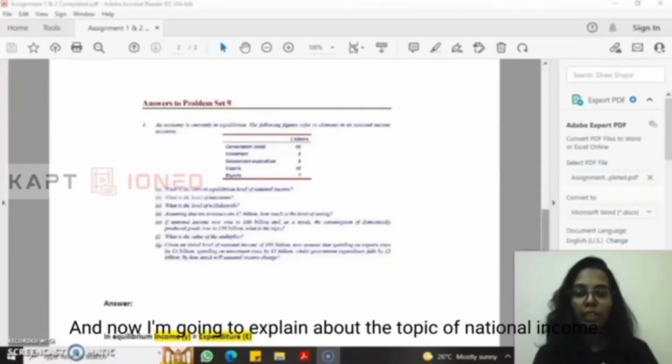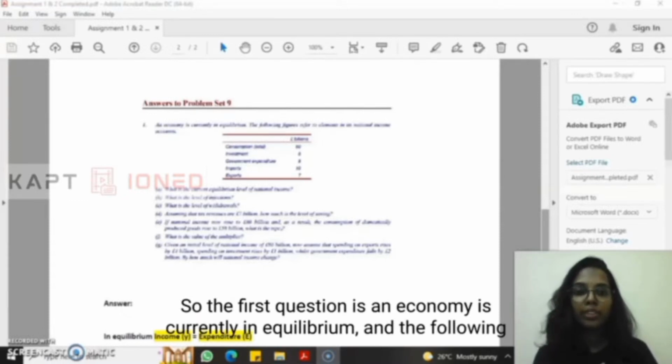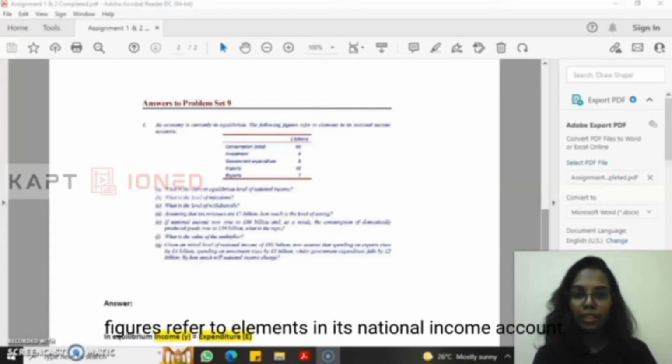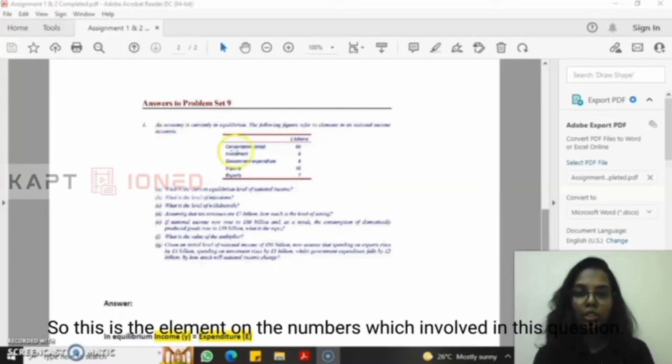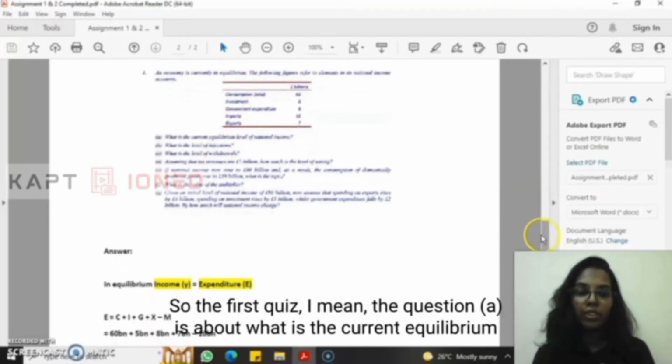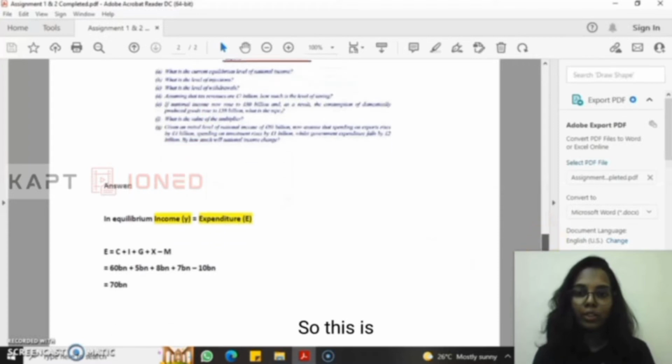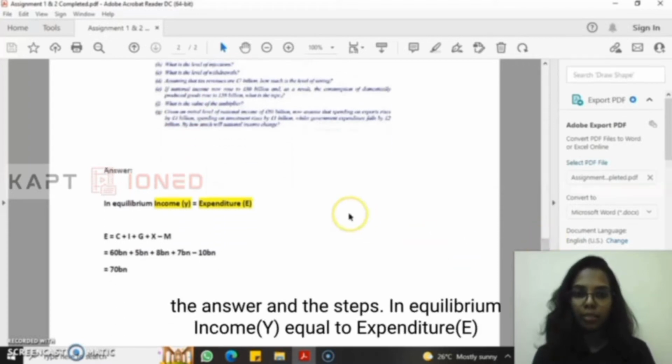And now I'm going to explain about the topic of national income. So the first question is, an economy is currently in equilibrium and the following figures refer to elements in its national income account. So these are the numbers involved in this question. Question A is: what is the current equilibrium level of national income? So this is the answer and the steps.